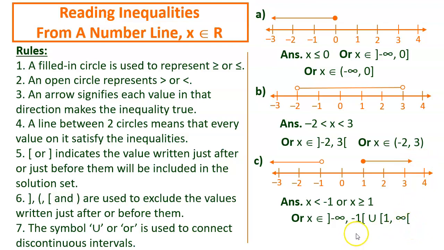Or the third way, x belongs to -infinity, -1 within the parenthesis, union 1, which is included, positive infinity, which is excluded. So this is how we read the inequalities from the number line, and we express them in one of these three ways.